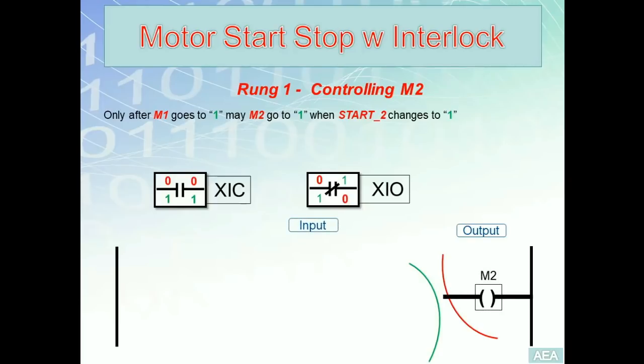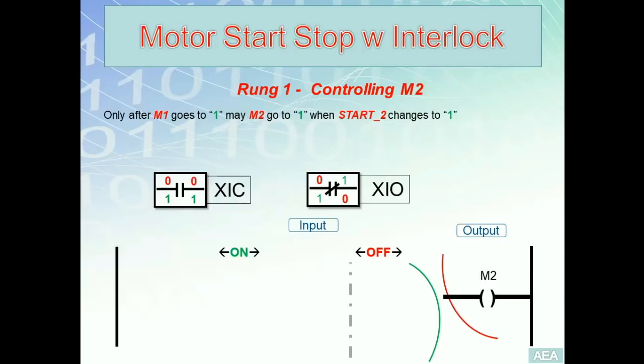As we have done for M1, the OTE instruction is going to be used for M2. Right now, going to the input side, on section versus off section. As per this requirement, start 2 and M1 have to be on in order for M2 to be energized. Both these conditions are required to energize M2. That's why we need to use two instructions among the on section. Right now, are they going to be in series with each other or parallel with each other? The requirement actually tells us. It says M1 has to be 1 and start 2 has to be pressed. So both of these conditions have to be satisfied to energize M2.